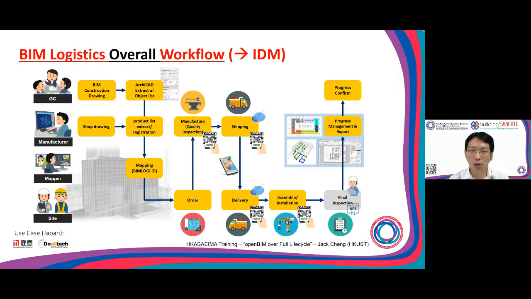And they also look at the workflow. You can see that here they have the GC, general contractor, they have the manufacturer, the mapper, and also the site worker. You can see that they clearly define who should be responsible for what, who should contribute the BIM model, who should contribute the information about the delivery, about the assembly information, about the inspection record, etc.